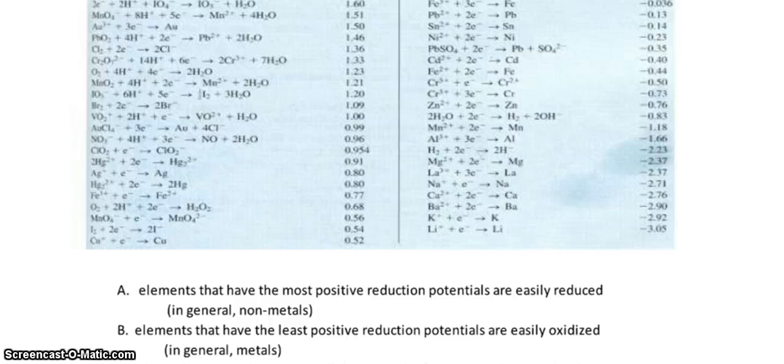What about the elements that have the least positive reduction potentials? Look way down over here. These are your negatives. They are easily oxidized. And what does oxidize mean? That's your LEO: lose electrons, oxidation. And so yes, your very, very active metals will want to lose electrons to have that complete octet, to become more stable, to have a lower energy.